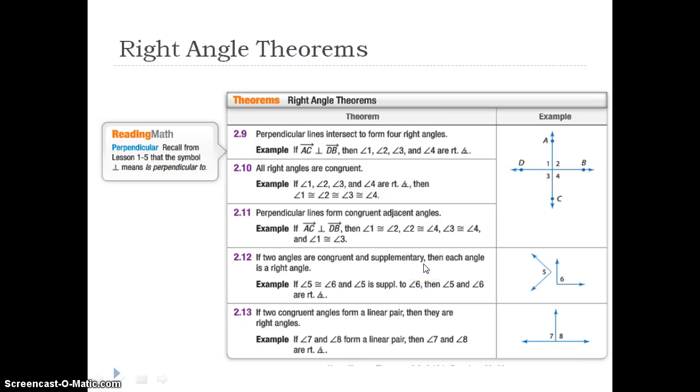If two angles are congruent and supplementary, then each has to be a right angle. So congruent means they're the same. Supplementary means they're 180. So if two angles were the same and had to add up to 180, they would both have to be 90. And the last one says if two congruent angles form a linear pair, then they're both right angles. Here's an example of that. 7 and 8 are a linear pair. They would both have to be right angles if they're congruent.